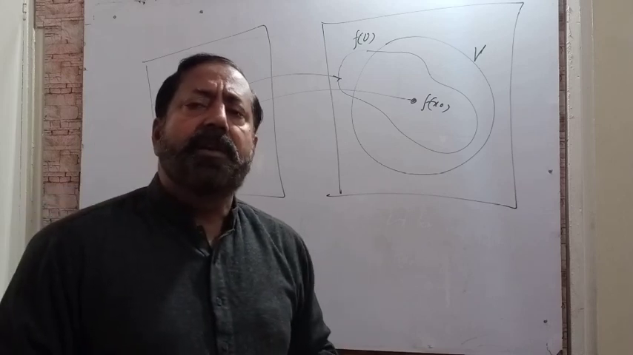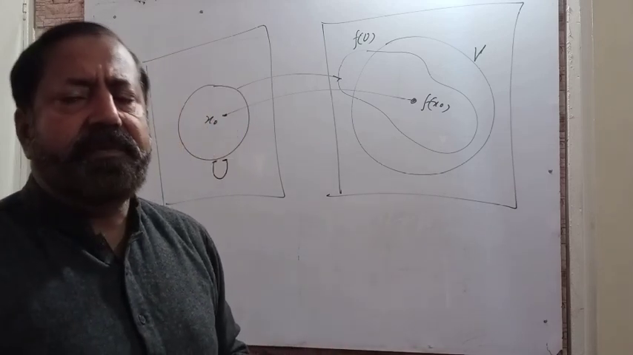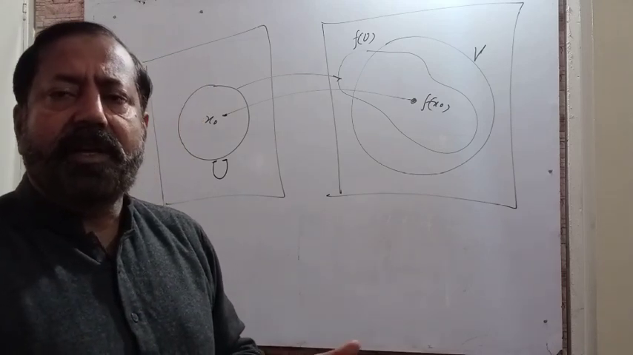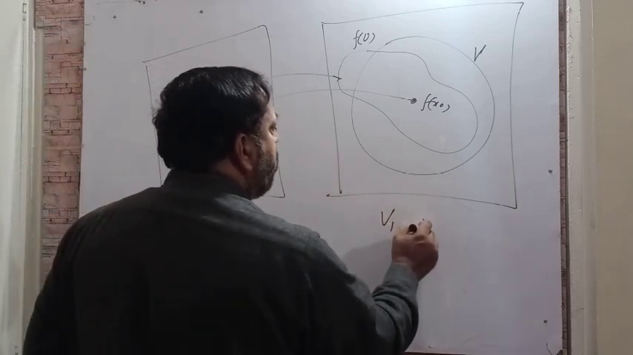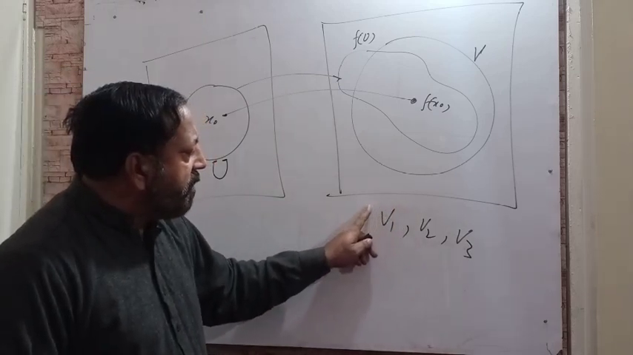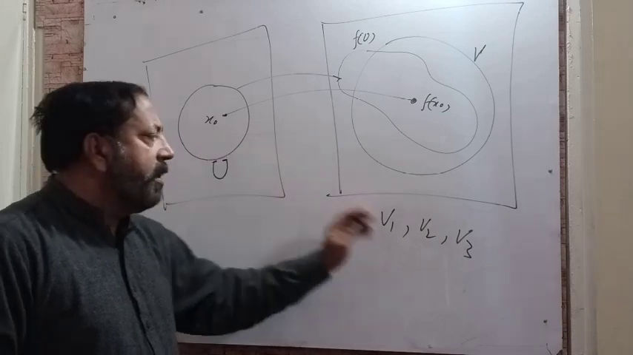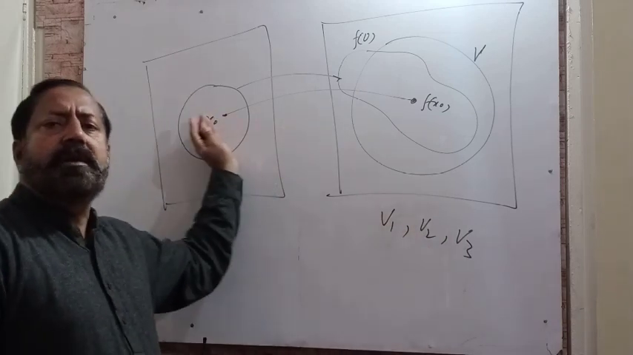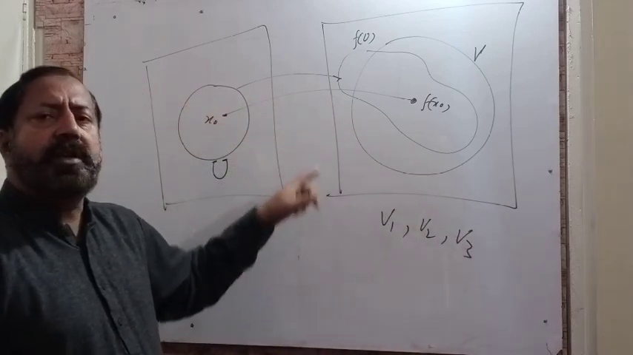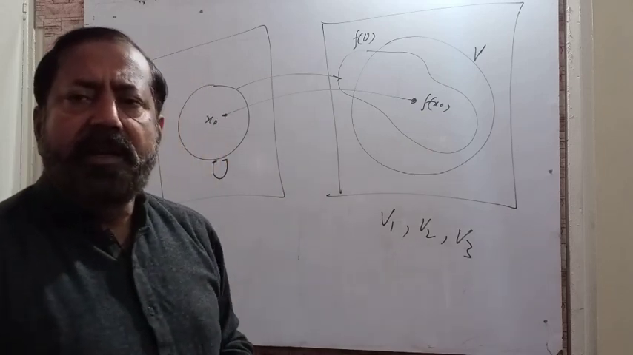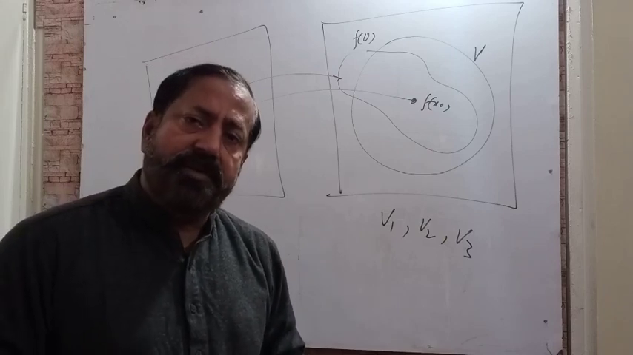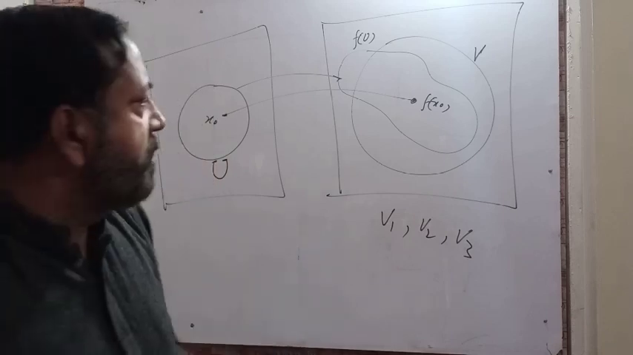So whenever you need to check, you choose neighborhoods of f(x naught), and then turn by turn check all the neighborhoods. Suppose you have V1, V2 and V3, three neighborhoods of f(x naught). Then you have to check whether for V1 you are getting some U1, for V2 some U2, and for V3 some U3, so that the condition f(Ui) is contained in Vi is satisfied. If this is the case, then we will say that our function is continuous. So let's do this with the help of examples.